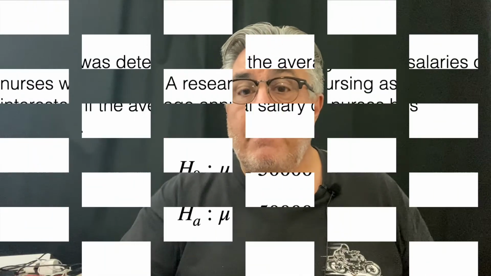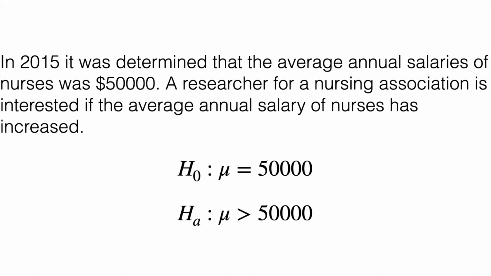So the null hypothesis in this case is H sub 0: mu equals 50,000. That's the current situation, the status quo, if you will, a statement of non-difference of that population parameter. So that's how it works with means.